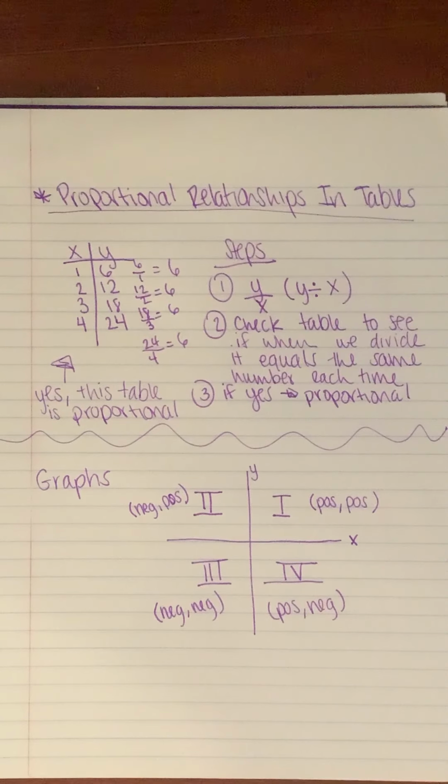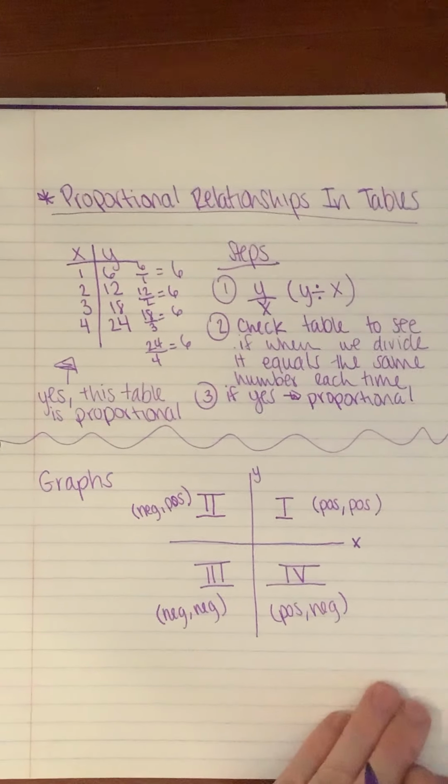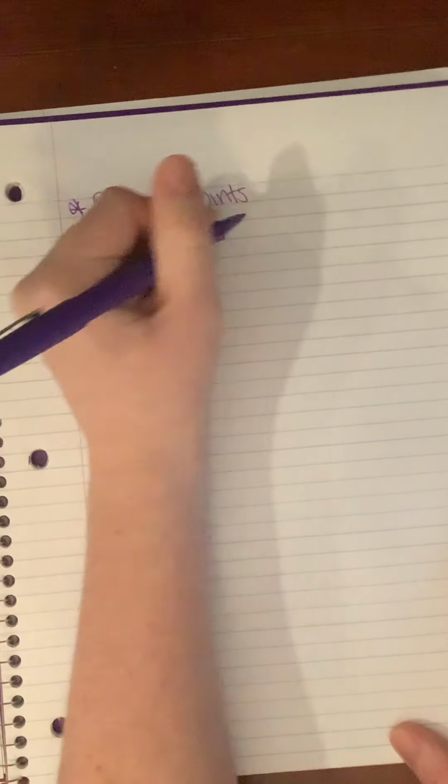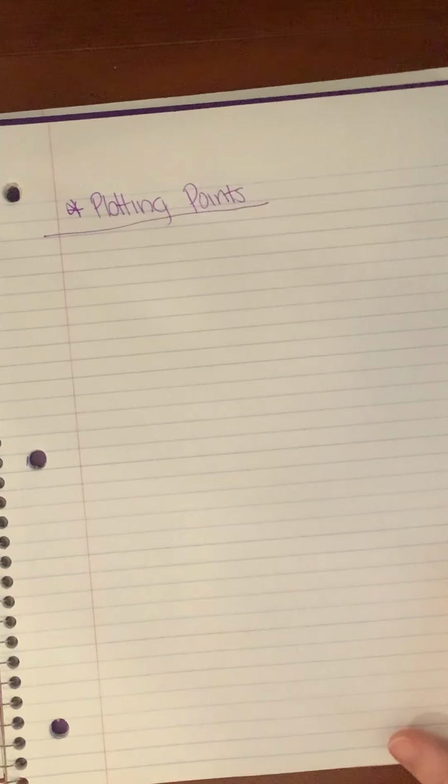So hopefully you have that labeled. That's super important. And then the last review skill we're going to talk about is plotting points. I'm just flipping my page. Hopefully you're making a new section. So plotting points. And we reviewed this a little bit going through that graph.